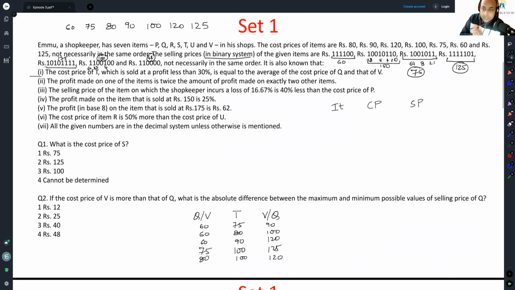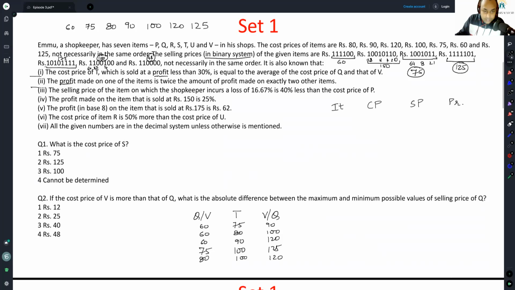Basically, this has now introduced the fourth parameter into our recording. We also need to take care of what profit we are getting from these individual items. Okay, let's look at the third statement.